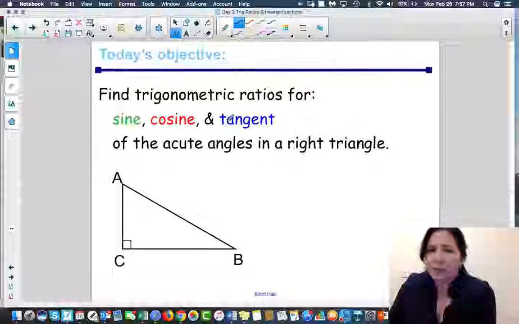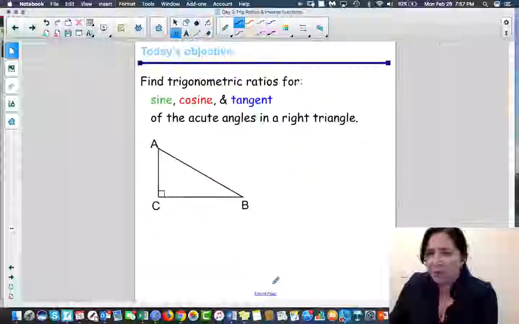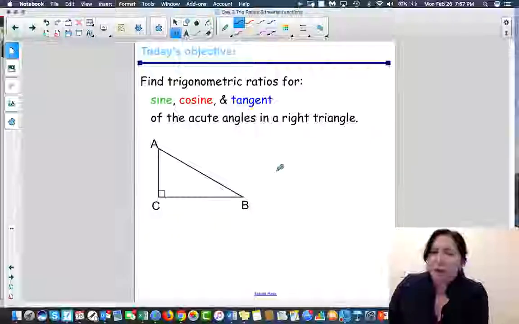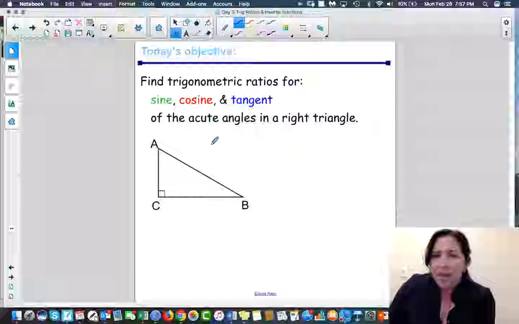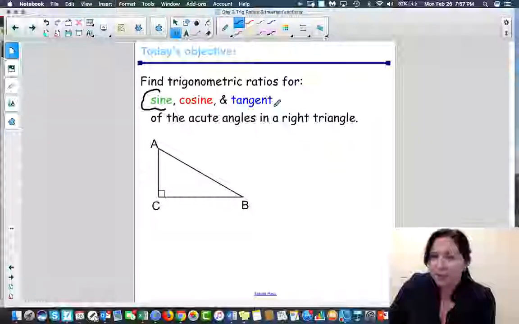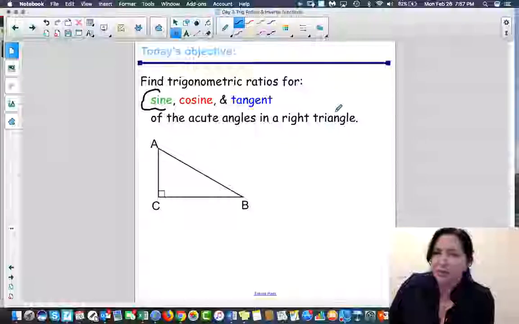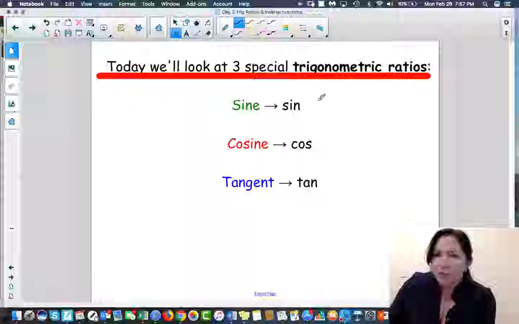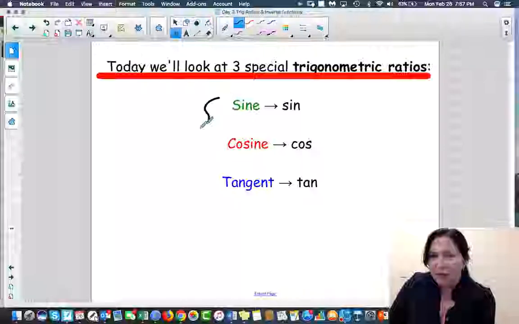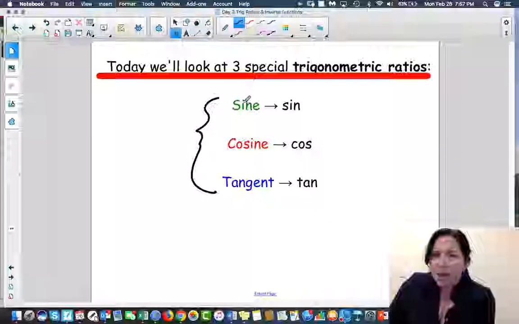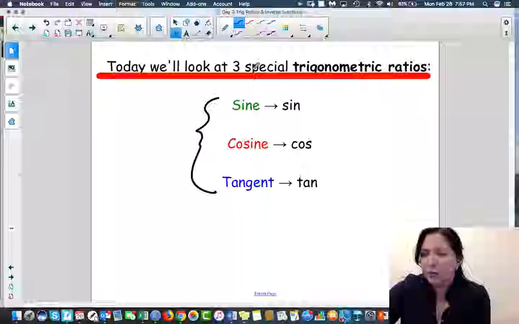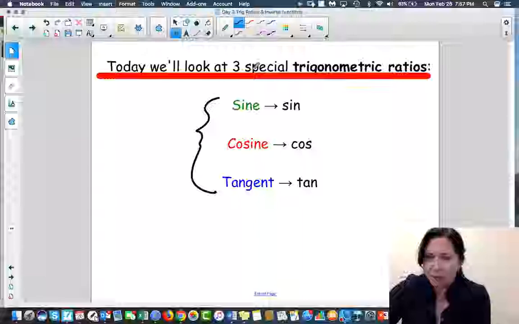Now, these ratios, your job is to find trig ratios for sine, cosine, and tangent for the acute angles of a right triangle. This is our objective, okay? And of course, you're going to need to know what sine, cosine, and tangent mean, but these are our objectives. So today we're going to look at special trig ratios for these three values, sine, cosine, and tangent. And you're only going to use these trig ratios when you have a right triangle.